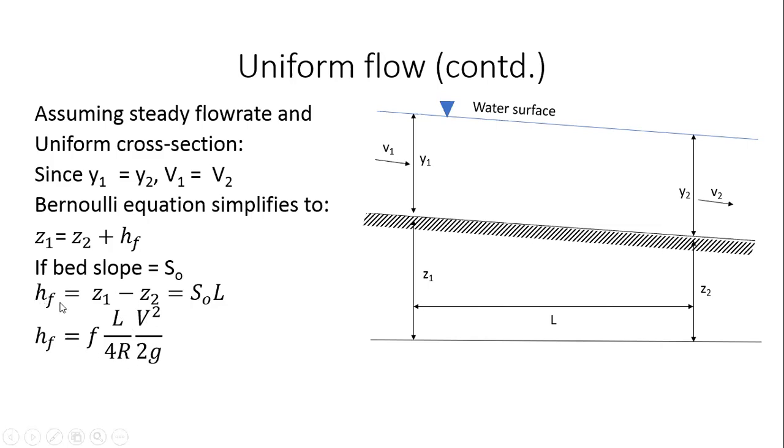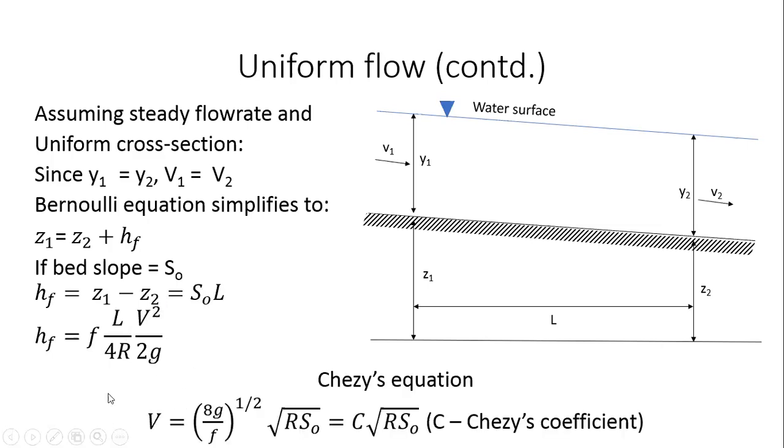So now I have two expressions for hf. One is S naught times L, and the other is using the friction factor and using the knowledge that we've already gained from pipe flows. We are simply extending that to the open channel flow. Now I'm going to equate these two expressions. S naught times L must be equal to f times L by 4R into V square by 2g. I'll rearrange these terms and then I'll get an expression for V, right? And I get the expression that looks something like this.